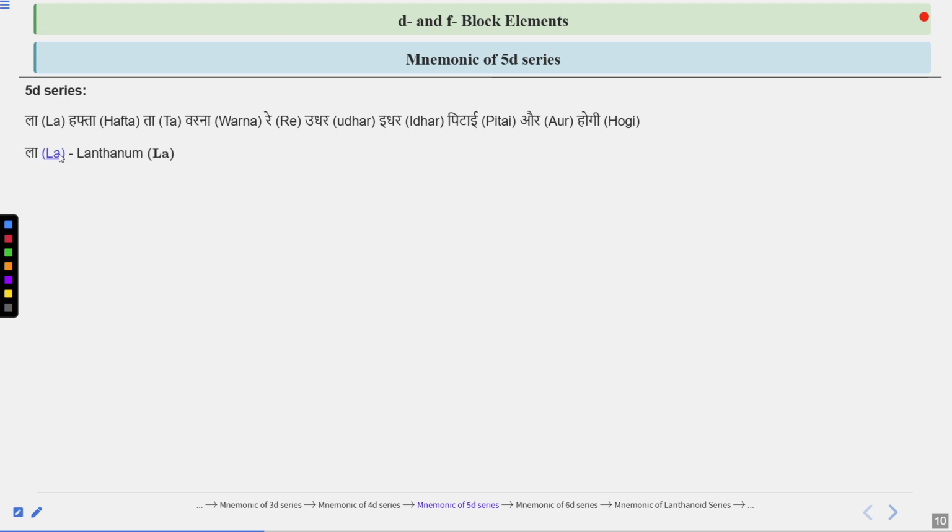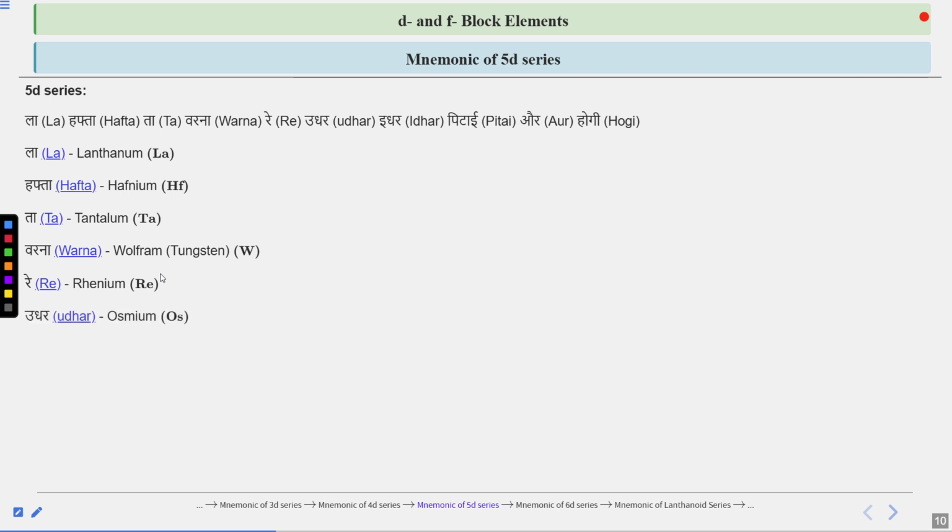How you relate it? La for lanthanum, that is La. Hafta for hafnium, that is Hf. Ta for tantalum, that is Ta. Varna is for wolfram or tungsten, more related to that symbol W. Then Re is for rhenium, that is Re. Then Udhar is for osmium, Os.